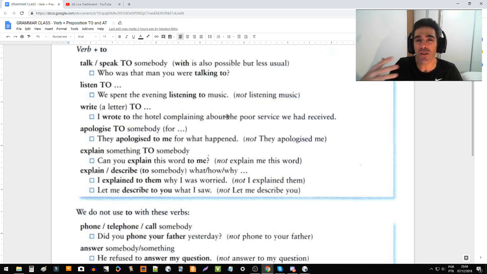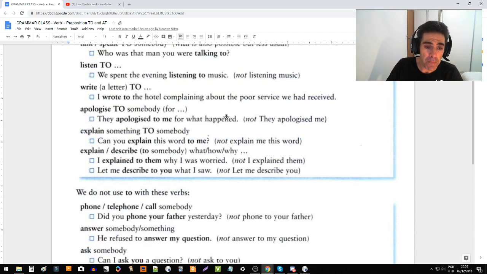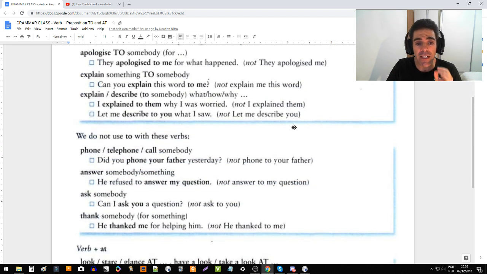Explain something to somebody. We explain something to somebody. So for example, can you explain this word to me? We don't say explain me this word. We say, can you explain this word to me? Explain, describe to somebody what, how, and why. So you always describe to. You describe to your students some things about English grammar.